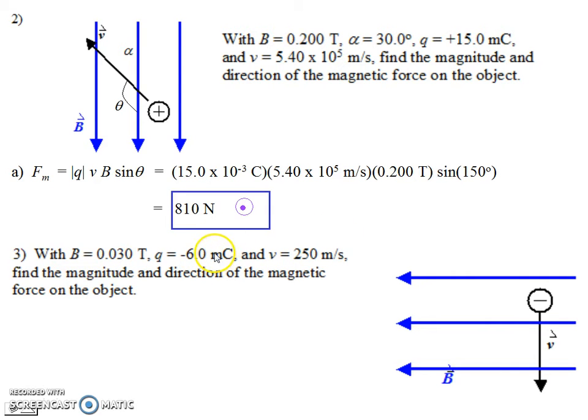Once again, notice this is millicoulombs, so it's 10 to the negative third. Using qvB sine theta, we should be getting 0.045 newtons. Everything's 2 sig figs, only 2 sig figs in your answer. Okay, what's the direction? Well, in this case, the charge is moving to the bottom of the page.